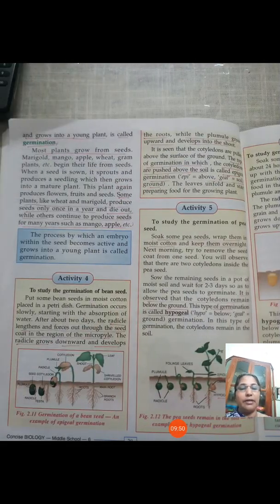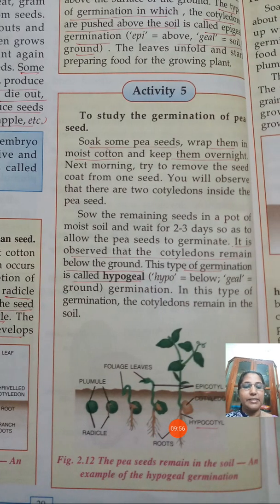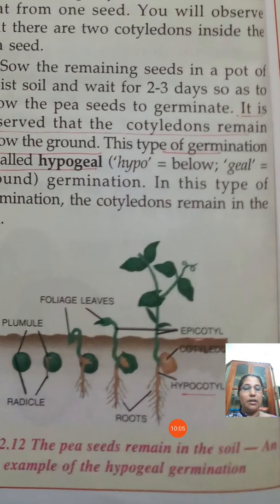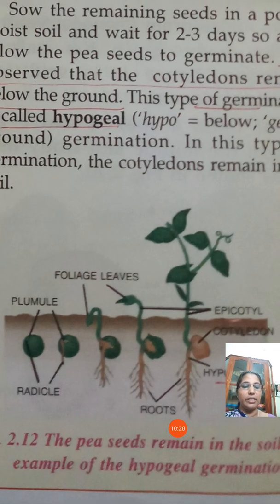Here another thing you can see is the germination of pea seed. Pea meaning green peas. Here green pea is shown in the picture. Here you can see the cotyledon, the epicotyl region lengthens so that the cotyledon remains under the ground. This kind of germination is known as hypogeal germination. The portion above the cotyledon lengthens first so that the cotyledon remains under the ground.